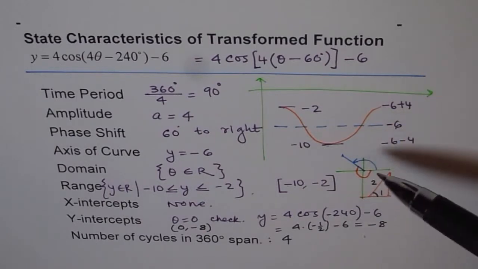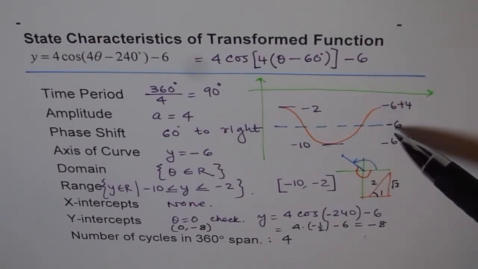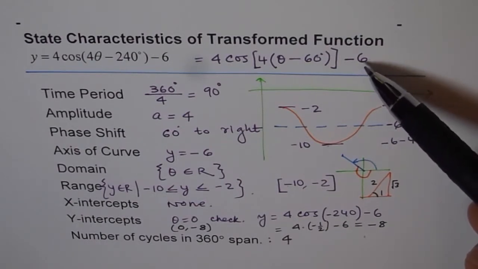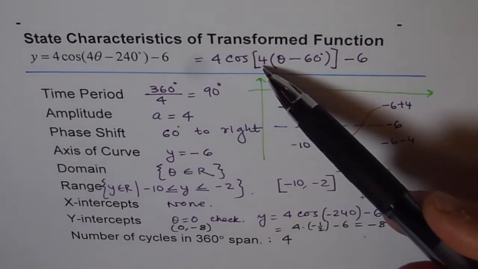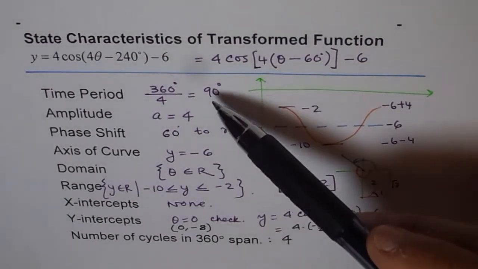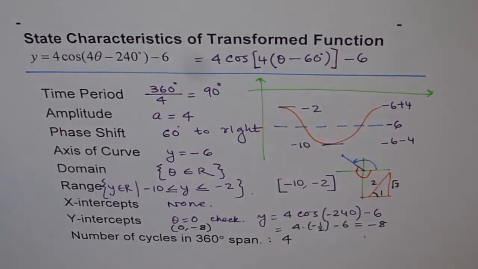Now how to find the maximum value or minimum value from the equation, that's kind of critical, right? So you add and subtract to the axis of symmetry. And how to find the number of cycles? Directly read the k value. How to find the time period? Divide 360 by k, right? So all these values can be found from the given equation. And it's very important to understand them.